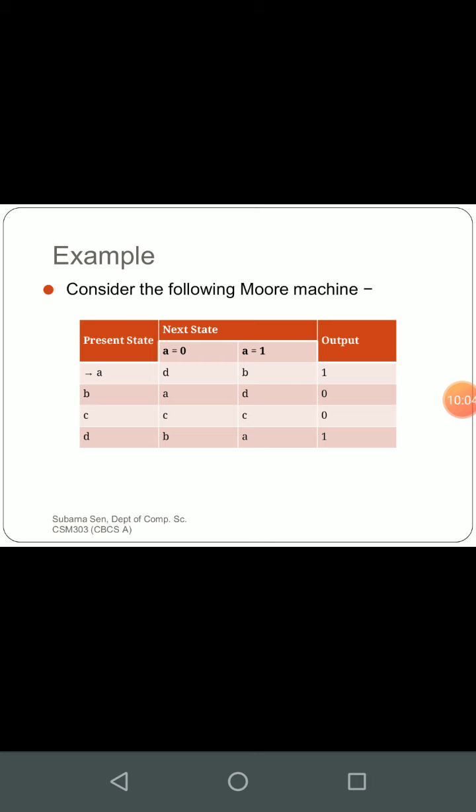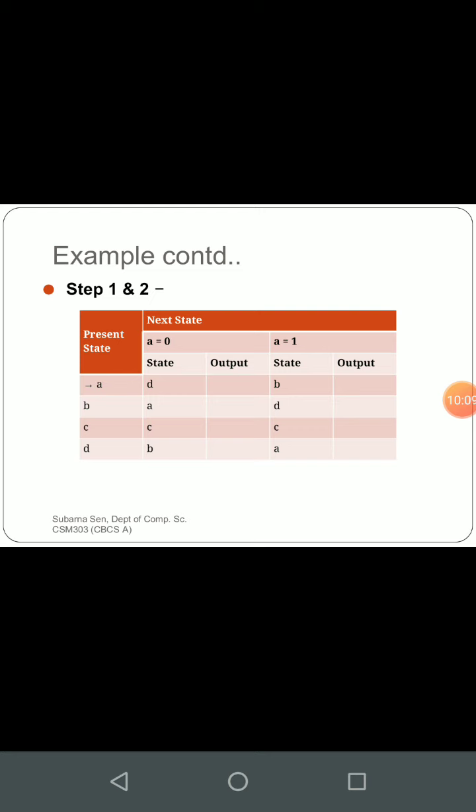Firstly, what we will do, we will just separate these two, for a equals to 0, for a equals to 1, right? And we will just mark the states where it is moving, and we'll keep the output column blank for now. So for a equals to 0, a is moving to d. For a equals to 1, a is moving to b. Similarly for b, it is moving to a and d respectively, and so on.